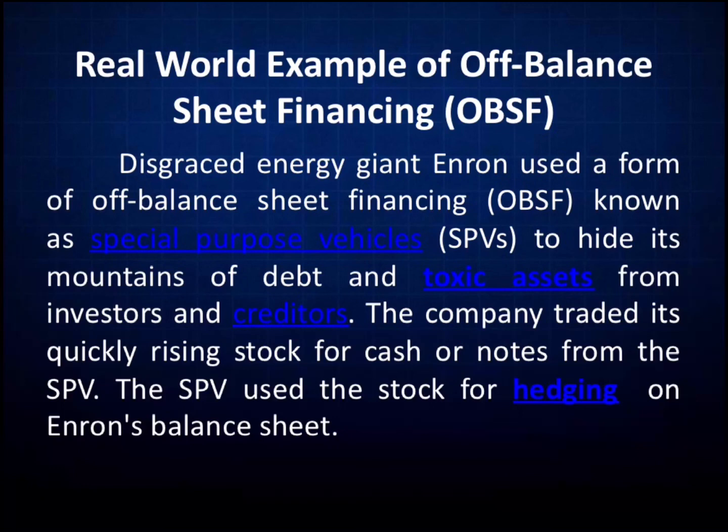The company traded its quickly rising stock for cash or notes from the SPV, or the special purpose vehicle. The SPV used the stock for hedging on Enron's balance sheet. So what is hedging? Hedging is an investment that protects your finances from risky situations. It is done to minimize or offset the chance that your assets will lose value. It also limits your loss to a known amount if the assets do lose value. It's similar to home insurance.